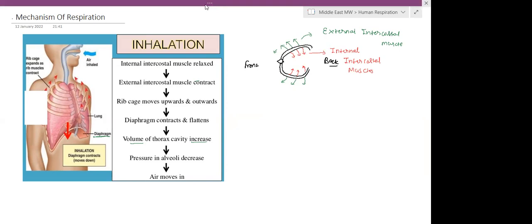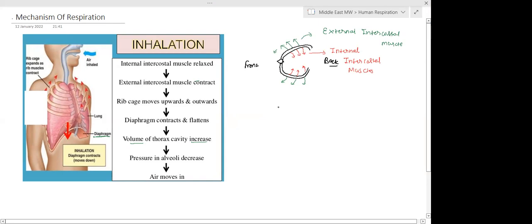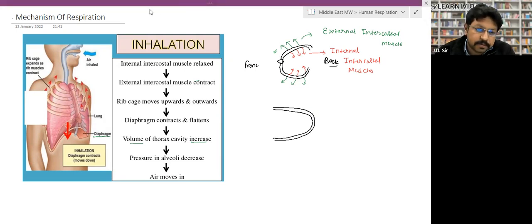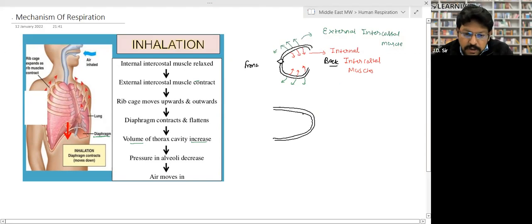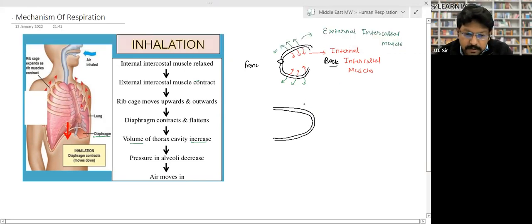Look, I'm telling you again. Suppose there is a person. Look, what happens at breathing-in time? Suppose this is our rib cage. During breathing, what happens? These external intercostal muscles contract, right? So when they contract, they will pull the ribs upward and outward.